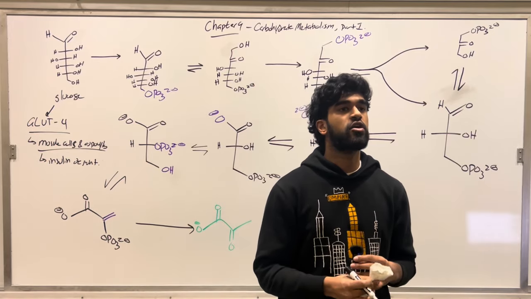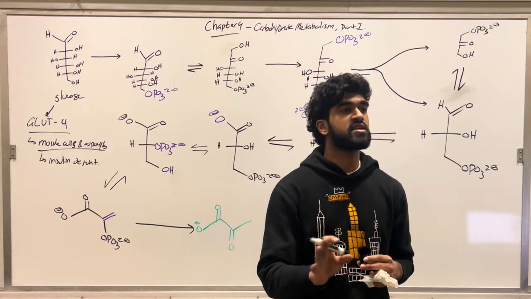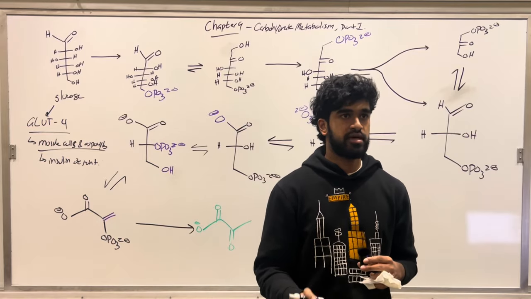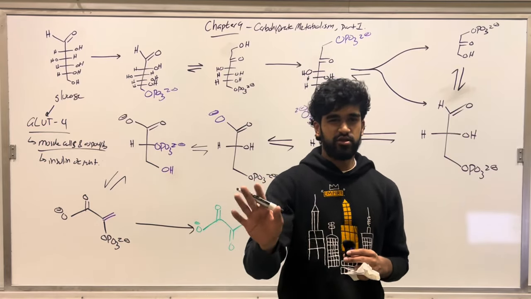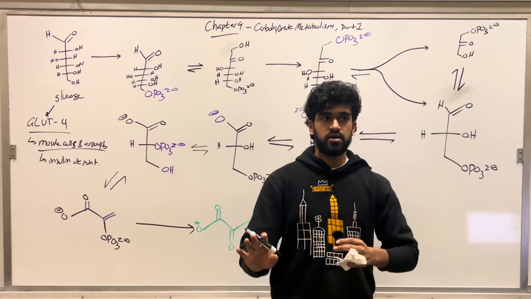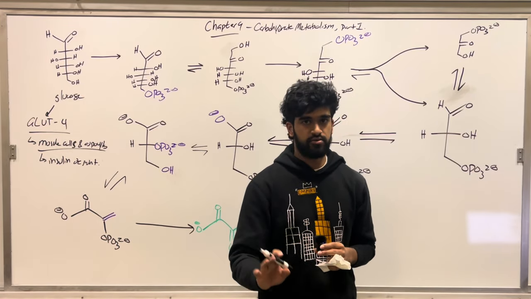Think, if the brain always needs glucose, regardless of the energy state of the body, it's going to be independent. Regardless of whether or not insulin's circulating in the body, glucose is going to the brain. It has to. It must.